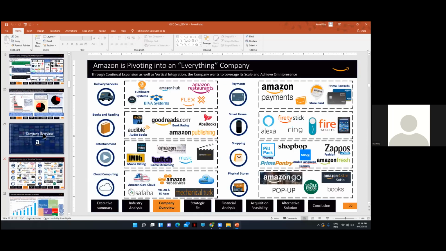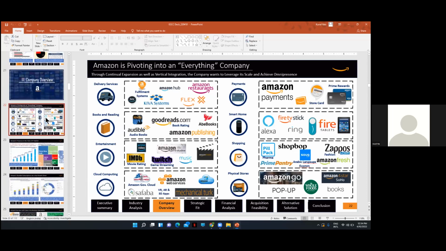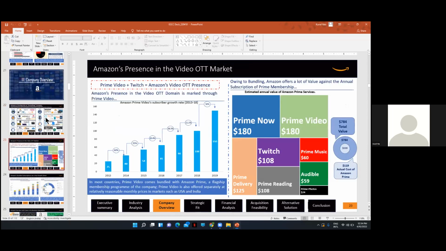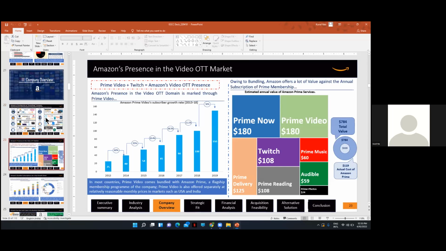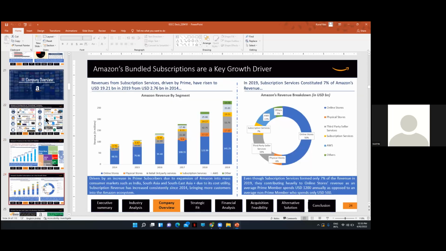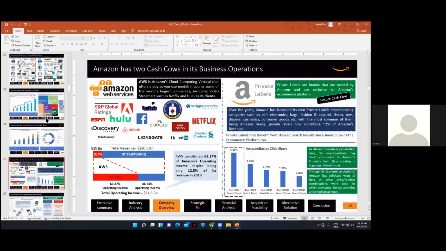Now we came to the company overview slides, talking a bit about Amazon and then Netflix. I'm not going to go into details here, but basically this is about understanding Amazon, what it does, not just Prime Video, but a bunch of other things. What are its different offerings, and showing its breakdown, growth by offering. So this is the cloud computing vertical Amazon has, which is the biggest cash cow, and private labels, which is a future cash cow that we understood.